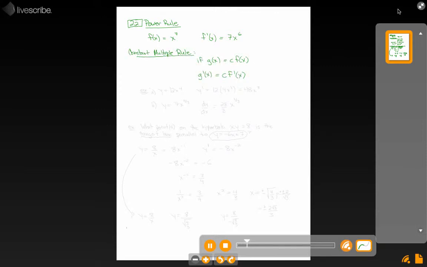I write down the constant multiple rule like this: if g of x equals a constant times f of x, then g prime of x equals the constant times f prime of x. It's actually a really simple rule. If I do it with examples, if I have y equals 12x to the 4, and I ask what's the derivative of that, it's going to be 12 times the derivative of this, which is 4x cubed. So 48x cubed is the answer.